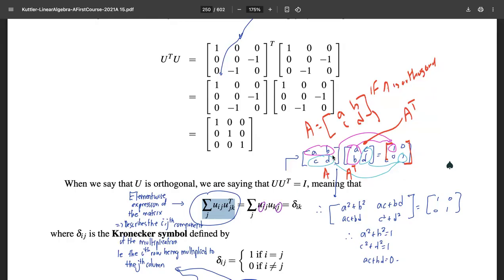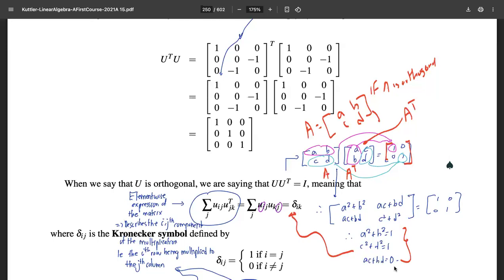My first row multiplies with the first column to give me my first element over here. My second row multiplies with the first column to give me this element right here. My first row multiplies with my second column to give me this entry here, and then my second row multiplies with my second column to give me my last entry, and this is equal to the identity matrix. So we know that this is equal to 1, 0, 0, 1, and this gives us this algebraic identity. And this is exactly what this is saying.